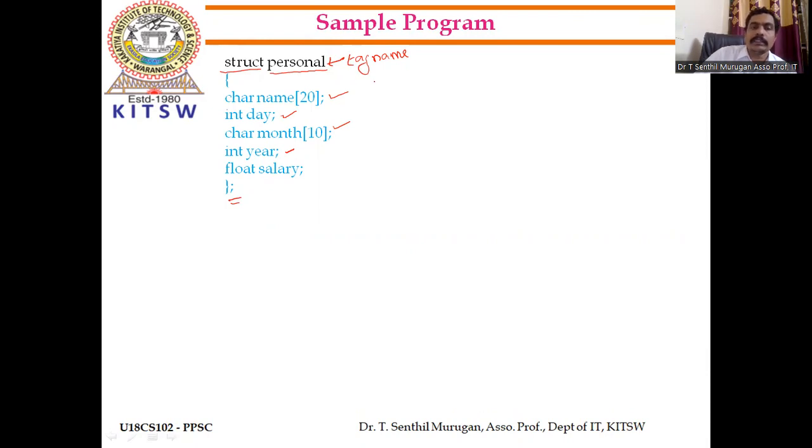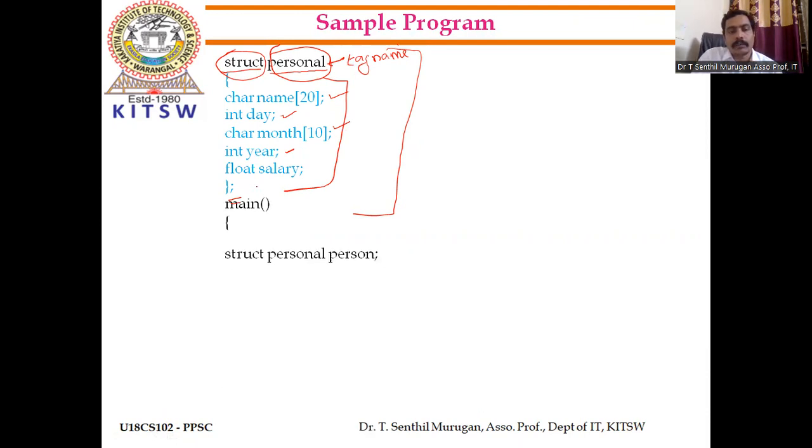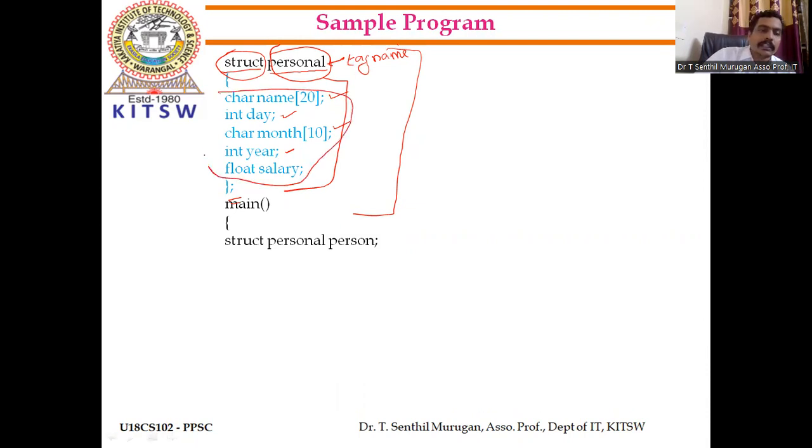So this is the structure declaration. In this structure declaration, we have to use struct as a keyword, personal as the tag name, and whatever variables you need. We said a collection of different data type variables, that is the structure. So these are the collection of different data types, ending with a semicolon. So the structure declaration is over. So now what do we have to do? We have to create the structure variable. So these are the structure elements.